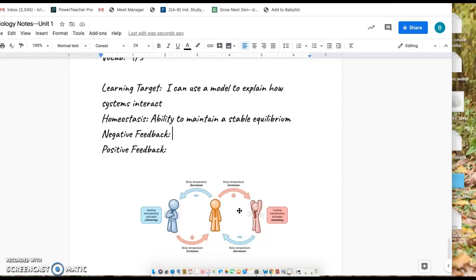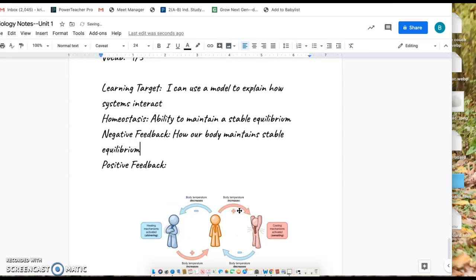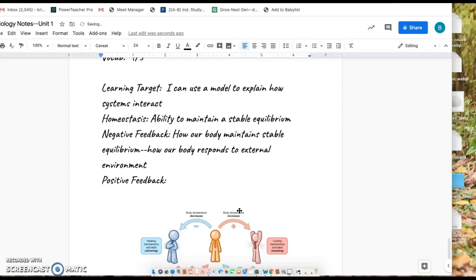So for negative feedback, we're going to write down how our body maintains stable equilibrium. You could also say something like how our body responds to the external environment. So things around it, how our body reacts to that.